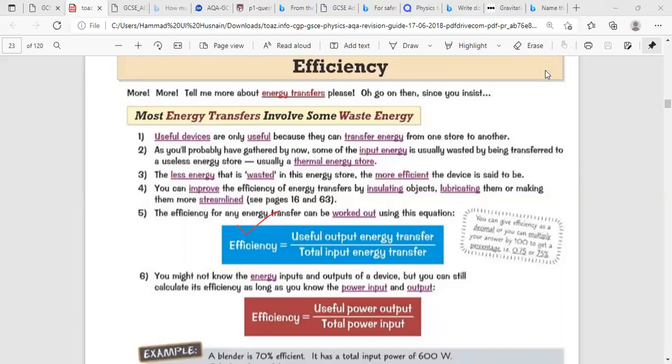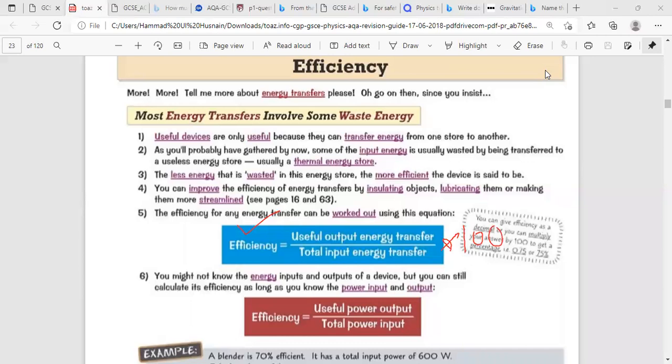The next thing is that the efficiency of any energy transfer can be worked out using this equation. This equation can be used to find the efficiency of any body. Most of the time efficiency is given in percentage, but you can measure it in a simple fraction as well. If you want the efficiency in percentage, you just multiply this equation by 100.